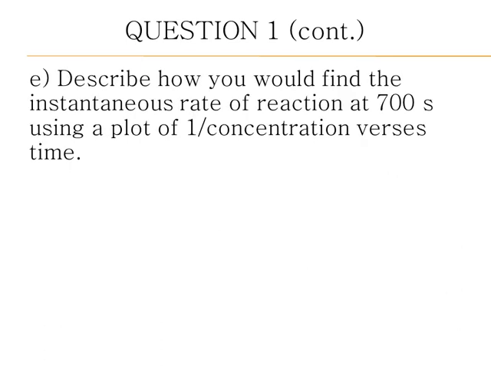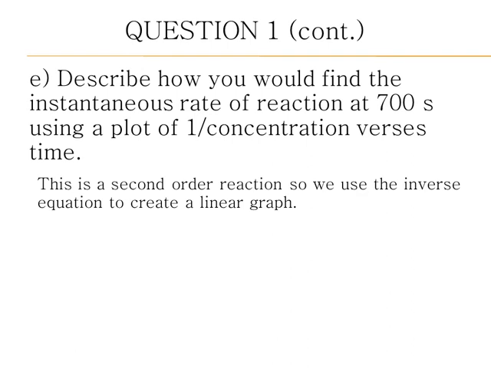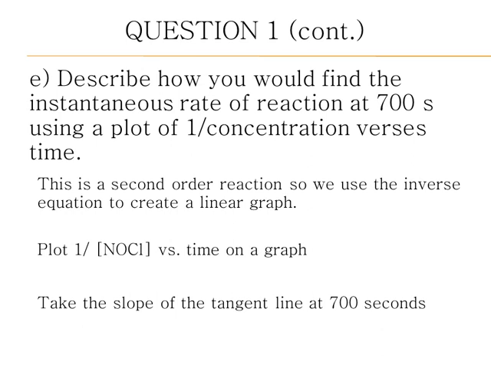They ask us to describe how we would find the instantaneous rate of reaction at 700 seconds using a plot of 1 over concentration versus time. So because we know that this is a second order reaction, we know we're going to use this inverse equation to create a linear graph, which means we're going to have to take all the concentration values and take the inverses of them. Then we can plot the inverse of the concentrations and the time on the graph, and we can take the slope of the tangent line at 700 seconds, which will give us the instantaneous rate of reaction.